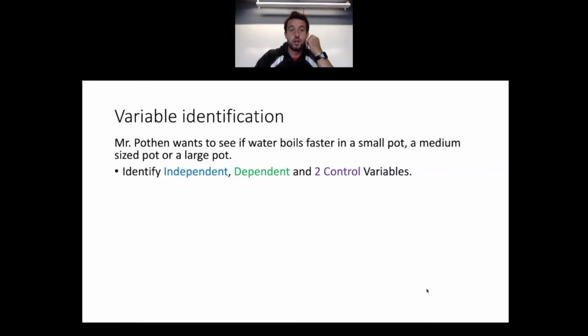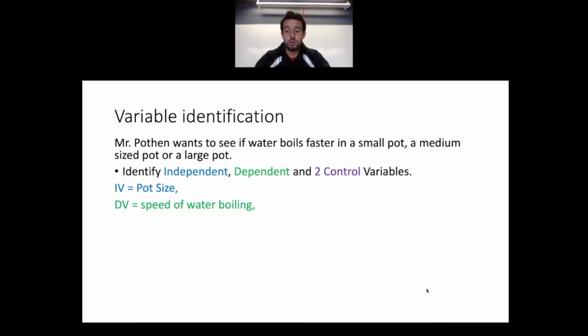If not, pause it. Here's the independent variable. It's pot size. Either it's small, medium, or large. The dependent variable is the speed of the water boiling. So you might even say that it's the time it takes for the water to boil. In this case, time is dependent, right? Because we're looking at pot size.